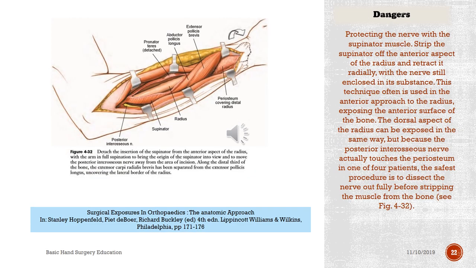The dorsal aspect of the radius can be exposed in the same way, but because the posterior interosseous nerve actually touches the periosteum in 1 of 4 patients, the safest procedure is to dissect the nerve out fully before stripping the muscle from the bone. Please very carefully obey the rules about this topic. It's very dangerous.